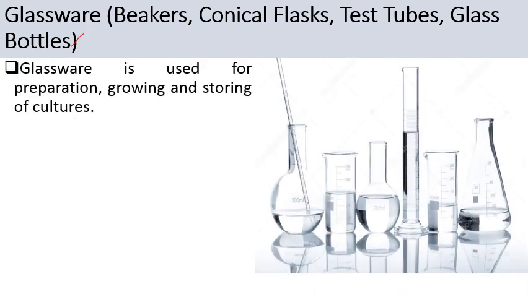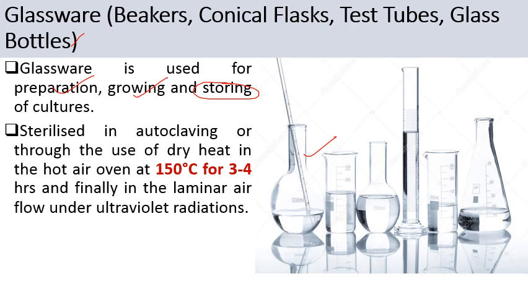Next comes glassware, which can include beakers, conical flasks, test tubes, glass bottles. These glasswares are used for preparation, growing and storing of culture media. They are sterilized in autoclaving and through the use of dry air, we can use either of the two to sterilize them. In case of dry air method, dry heat in the hot air oven at 150 degrees Celsius for 3 to 4 hours, and finally in the laminar air flow under ultraviolet radiation are used to make these glasswares free from microbes or germs and to provide fully aseptic conditions.